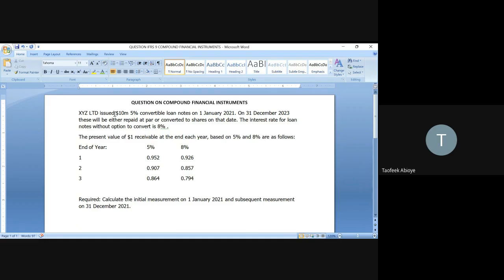But this is what makes it a liability: this English, this verb, XYZ issued. You must put your eye on that English. Is it that XYZ invests, purchases or issued? If the question says XYZ purchased a 5% convertible loan, it is not a liability, it is an asset. If XYZ purchases or invests, it is a financial asset. But if XYZ issued, it is a financial liability. So this question is a liability question.